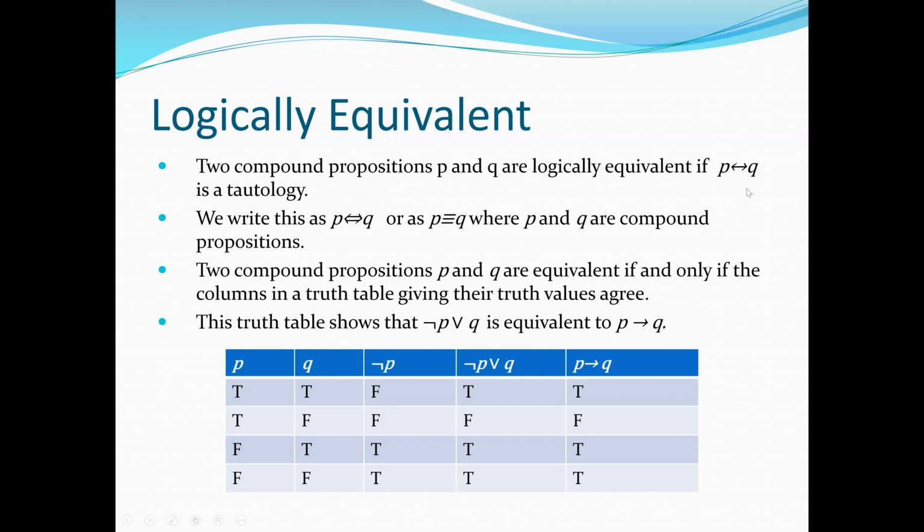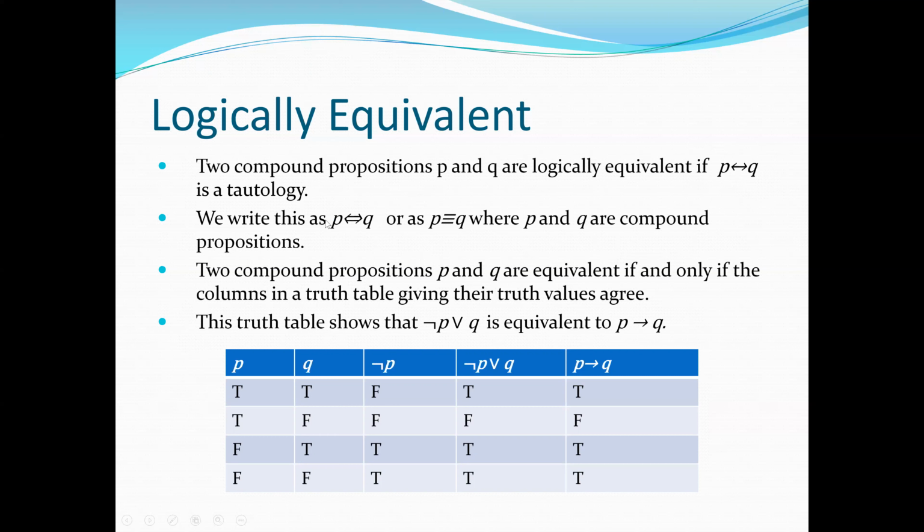Normally, we can use a truth table to determine if two logical expressions are equivalent. Here, we say two compound propositions, P and Q, are logically equivalent if P biconditional Q. The double arrow means biconditional, which means P if and only if Q.